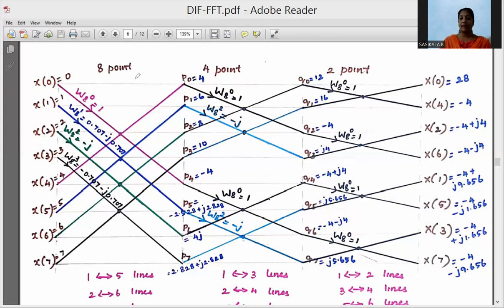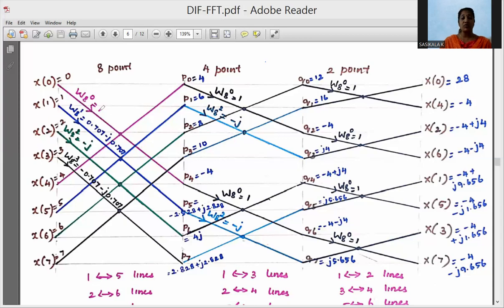So first we need to calculate this 8-point DIF. In the 8-point DIF, we have to consider all the 8 inputs. Okay, so all the 8 inputs are considered, all the 8 lines. So here, how will you draw the butterfly diagram? The first line is connected with the 5th line, 1 and 5. And immediately put a dot at the intersection point and write the twiddle factor in the diagonal order, that is W base 8 power 0.